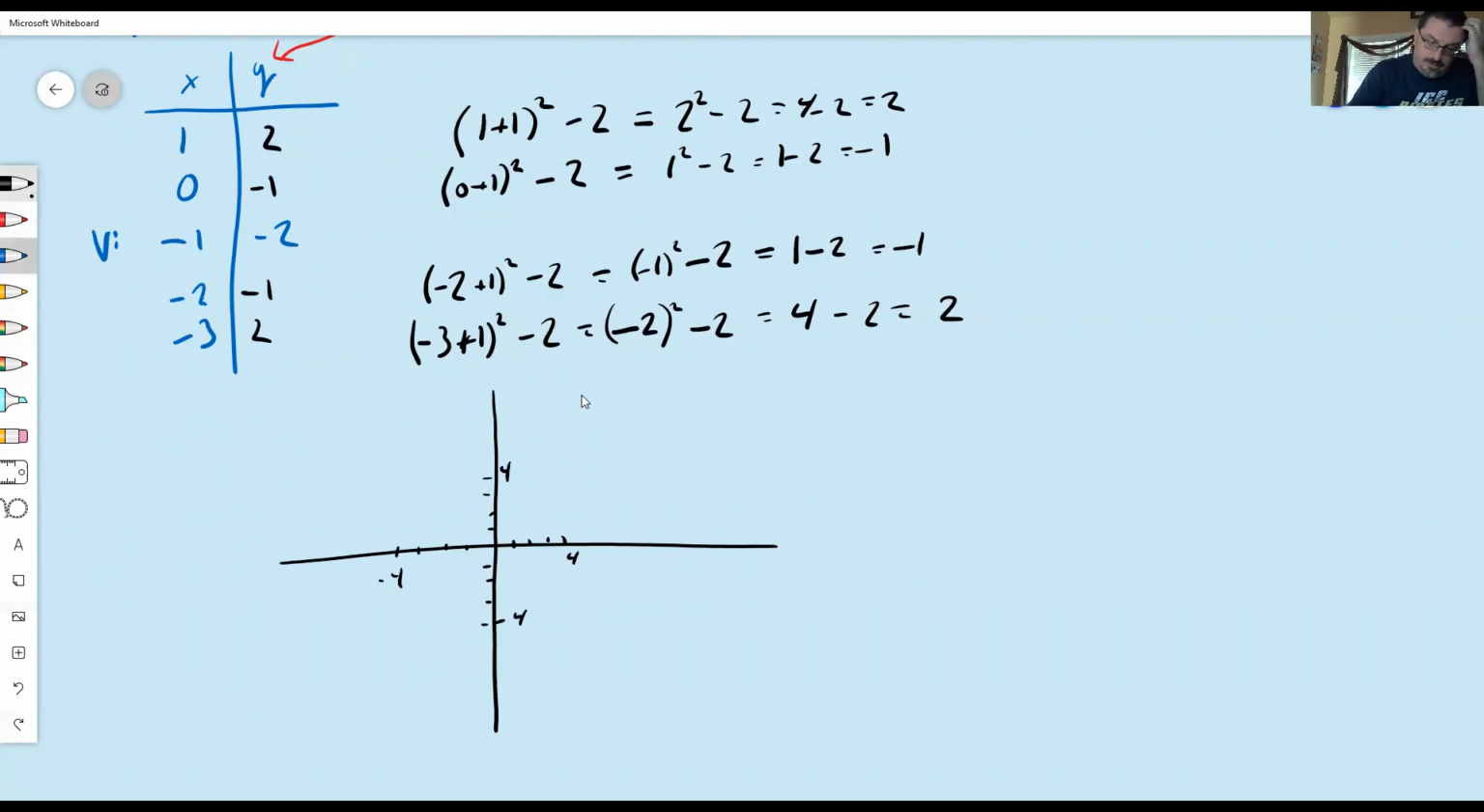All right. So, I have the points. We'll start at the top point here and work down. So 1, positive 2, right there. 0, minus 1, it's right here. Minus 1, 2 puts me right here. Minus 2, minus 1 is right here. Finally, minus 3, positive 2 puts you right here, looks like. And we'll do our best to draw a nice curvy, bowing out parabola.